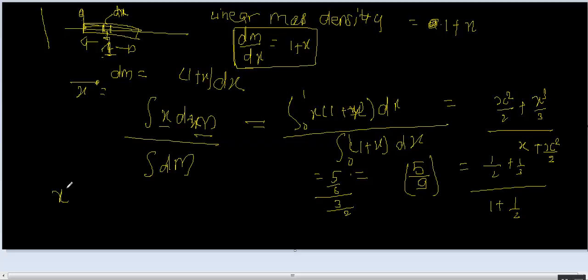Okay, 5 by 9, 0. This means the position of center of mass will be somewhere here, at 5 by 9, after the midpoint. So we found the position of the center of mass.